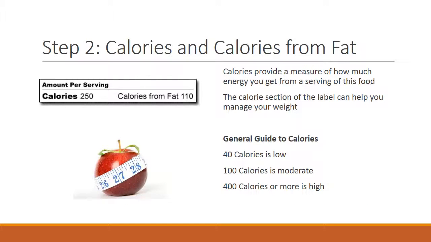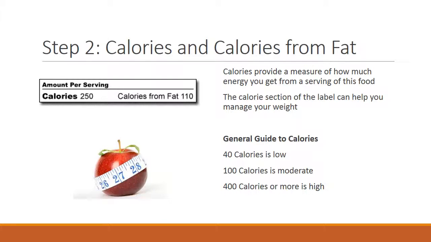The next step is to look at the number of calories. Calories provide a measure of how much energy you get from a serving of this food. Many Americans consume more calories than they need without meeting recommended intakes for a number of other nutrients. The calorie section of the label can help you manage your weight, whether you want to gain, lose, or maintain a healthy weight. Remember, the number of servings you consume determines the number of calories you actually eat.